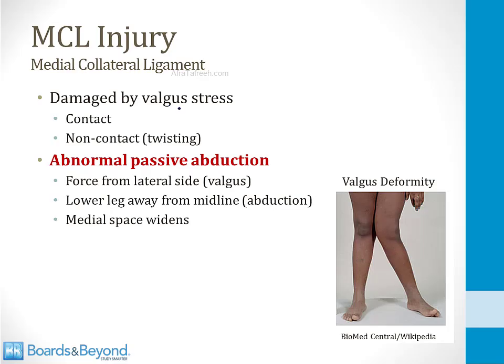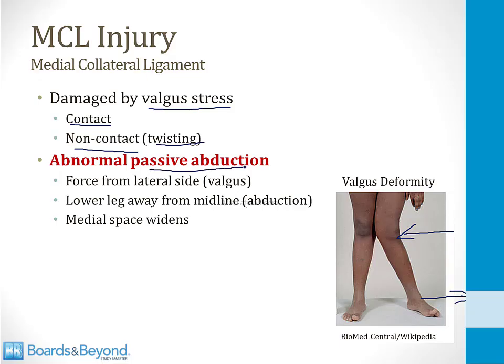The MCL is often injured by a valgus stress. Remember, it's found on the medial side of the knee, so a stress that pushes the knee medially or pulls the lower leg laterally can stress that ligament and can potentially tear it. This could be a contact injury, like if someone is tackled in a football game from the side of their knee. It can also be a non-contact injury if the person twists their lower leg and knee. On physical exam, what you see in an MCL tear or injury is abnormal passive abduction of the knee.